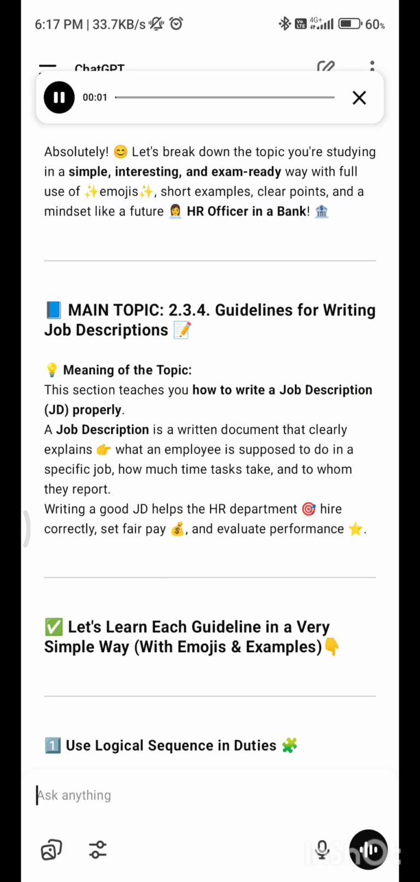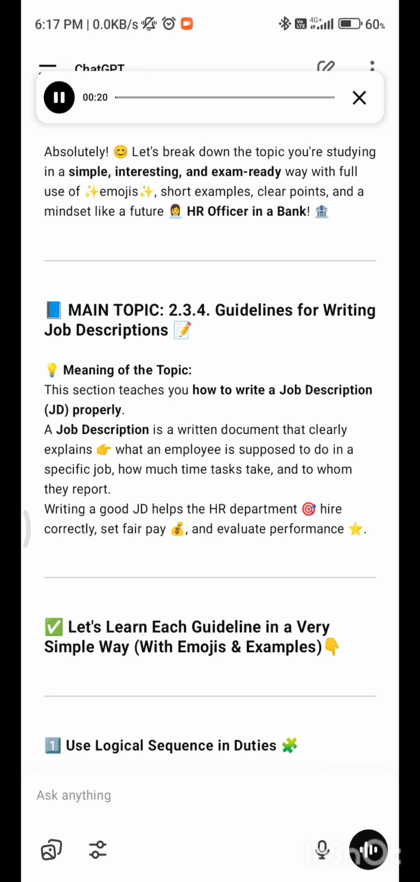Absolutely. Let's break down the topic you're studying in a simple, interesting, and exam-ready way, with full use of emojis, short examples, clear points, and a mindset like a future HR officer in a bank. Main topic, 2.3.4, Guidelines for Writing Job Descriptions.